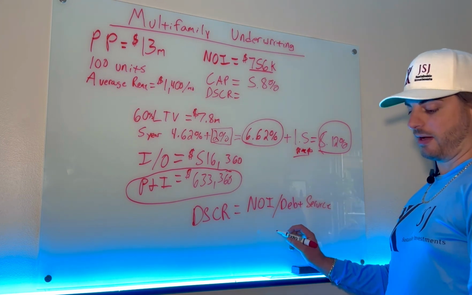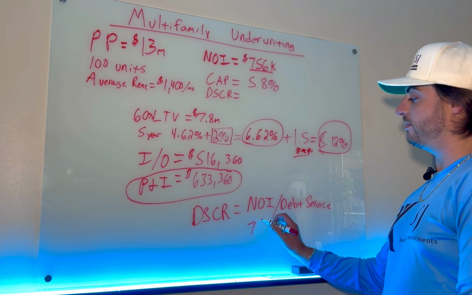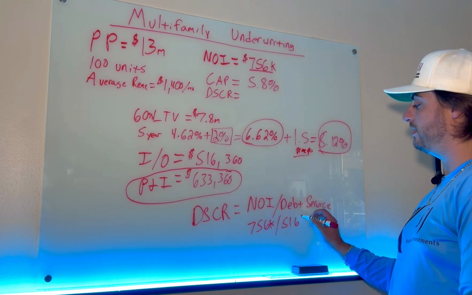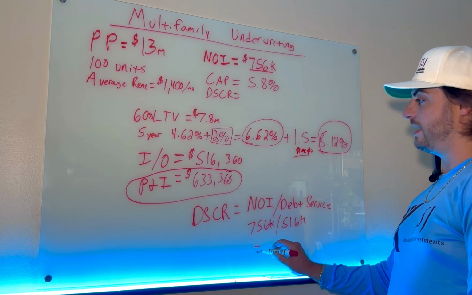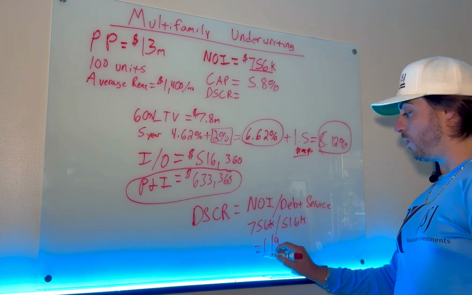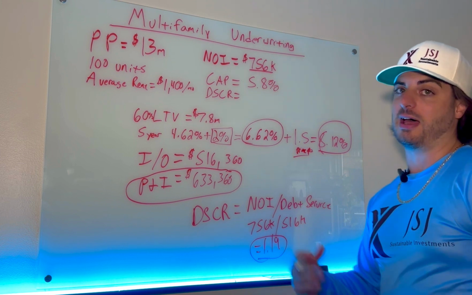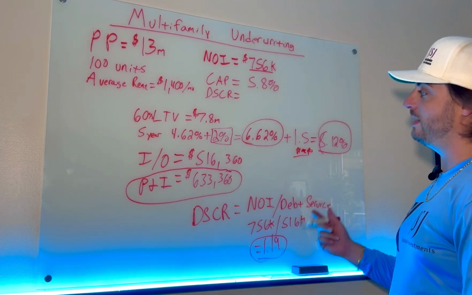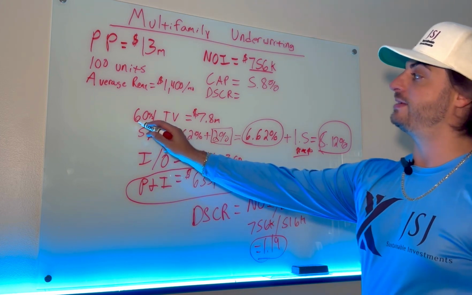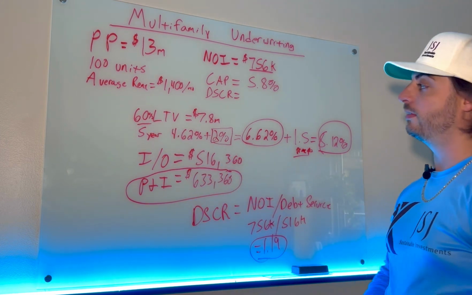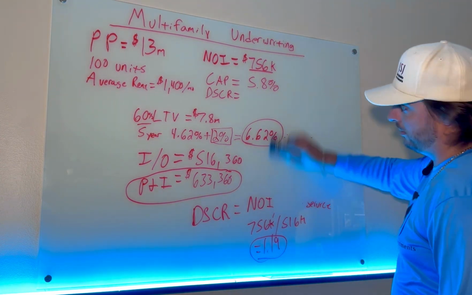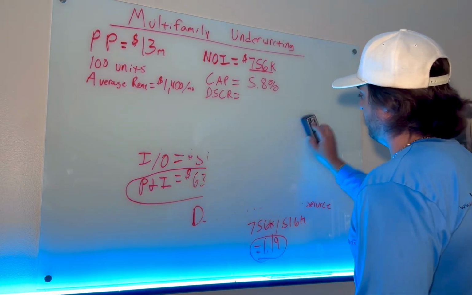So taking these numbers, we're going to do 756K. We're going to divide that by 516K. And we're going to get a debt service coverage ratio of 1.19, which is a lot less than 1.35. So for this property, we would not be able to get a loan at 60% loan to value. So what do we do? We now restart this and we write it at our next value.